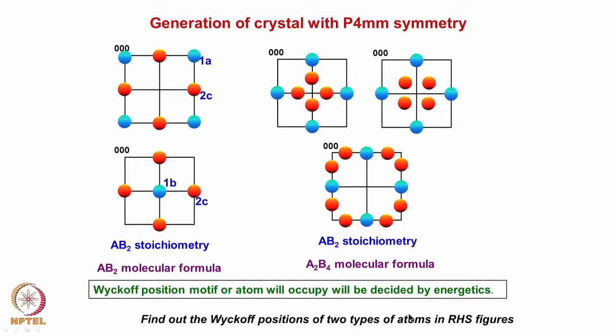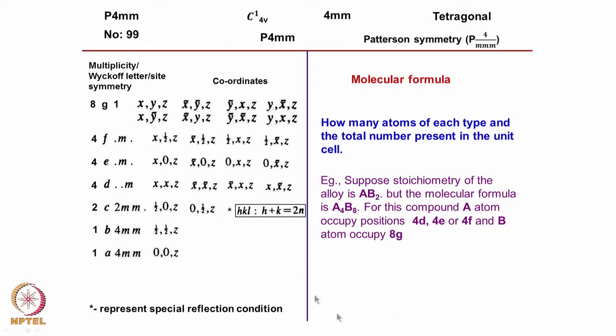Now if you look at the next one, the molecular formula is A2B4, but the stoichiometry is A2B2, that is, AB2, correct? So the possibilities there are this position or this position, this is one combination, or this and this, another combination, or this and this, the third combination. 3 possibilities are there, but all of them will have 2 atoms of A and 4 atoms of B, correct?